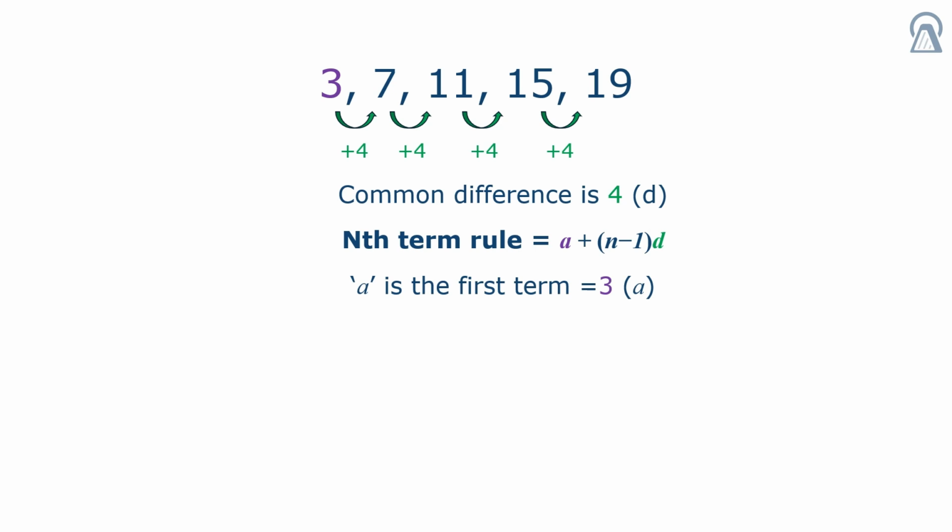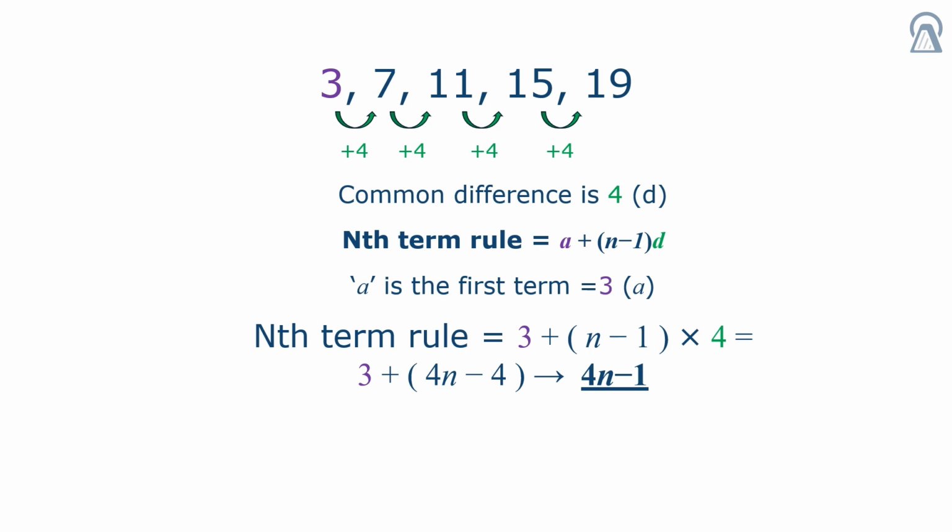So for our sequence, the nth term formula is going to be 3 plus 1 less than the term we're looking for, times by 4, and we can simplify that to become 4n minus 1. So this is the formula that allows you to find any term in a sequence without listing all the terms up until that point.